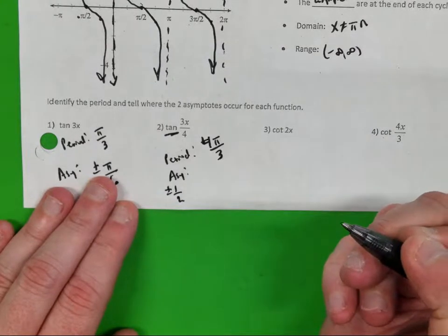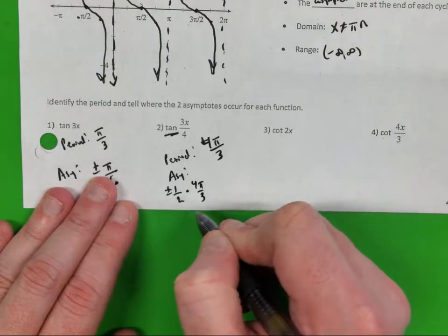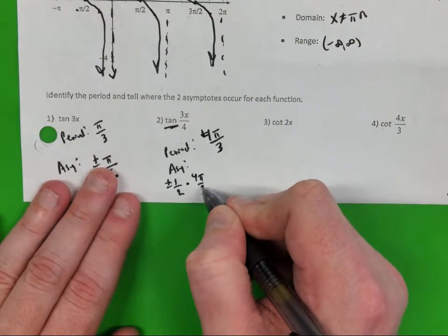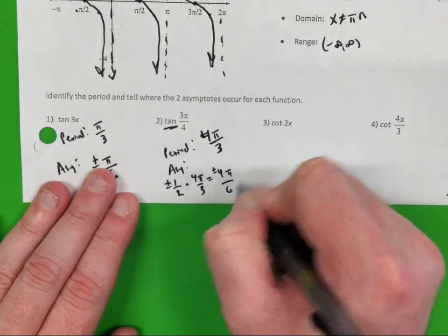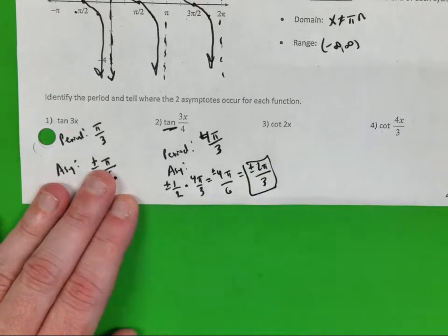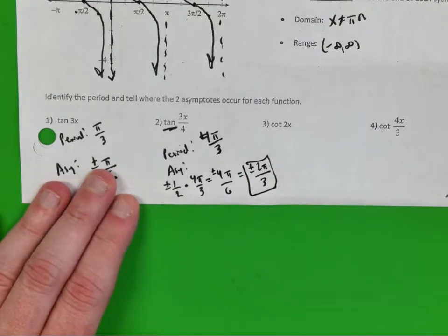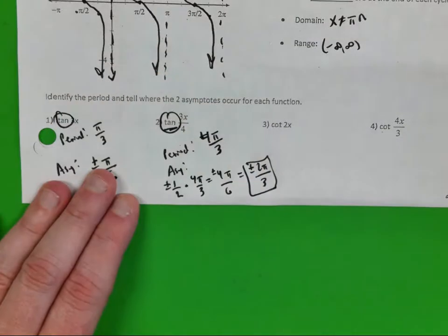To find your asymptotes, you say plus or minus 1/2 times the period. So I say 1/2 times 4 pi over 3. That gives me 4 pi over 6, plus or minus. Can I reduce that? So your asymptotes would be at plus or minus 2 pi over 3. And then 0 also? No. What are we dealing with here? Tangent.